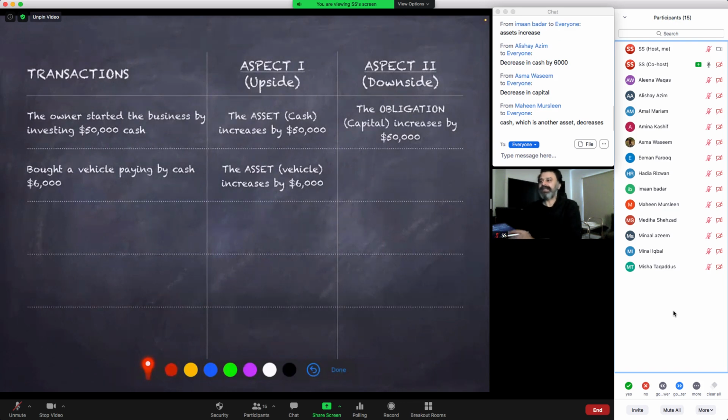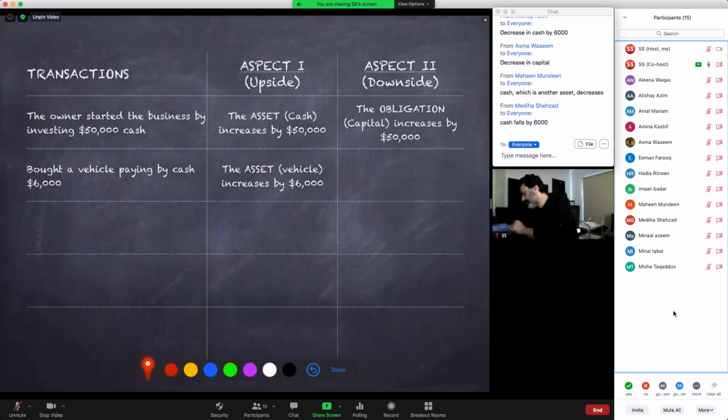Okay, the downside is the decrease in cash, says Alicia Azim. Asma says decrease in capital. Okay. Maheen says cash, which is another asset, also decreases. Excellent. Good answer. Asma, it's not capital. Capital by definition means what you, the business entity, owe back to your owner. In this case, there is no active involvement of owner's contribution in the business or owner's withdrawals from the business, right? So cash falls by $6,000, Madiha.